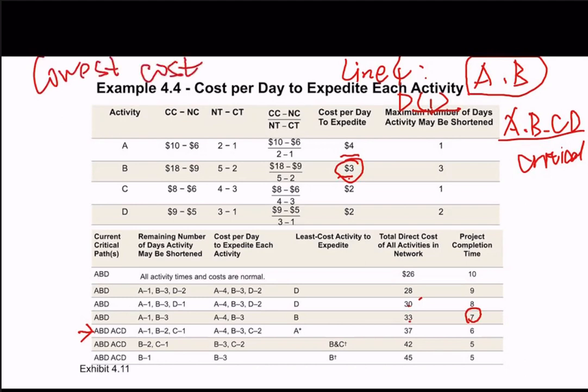to expedite. If you want to reduce 1 day for A, then the total cost will be 4. But if you want to reduce B, which means you also need to reduce C, so it will be 3 plus 2, which is 5. So for the 9, 5 here, we need to choose to reduce A, and A will only have 1 day to be shortened. So it will be 6 days, while we have 33 plus 4, 37 as the total direct cost.